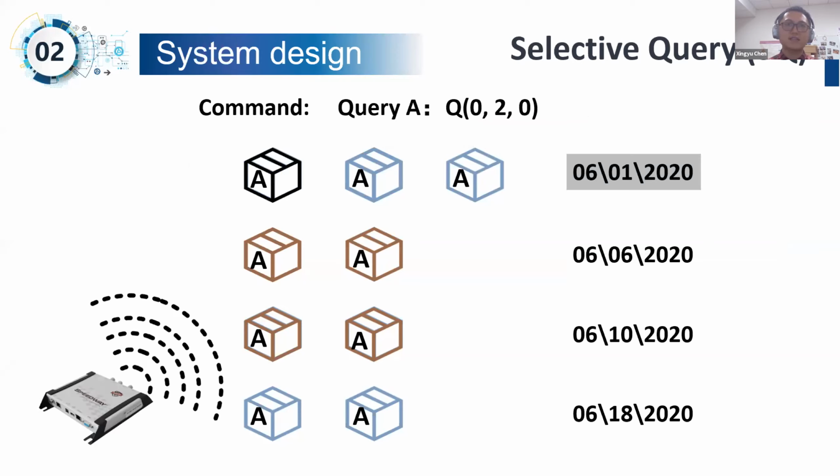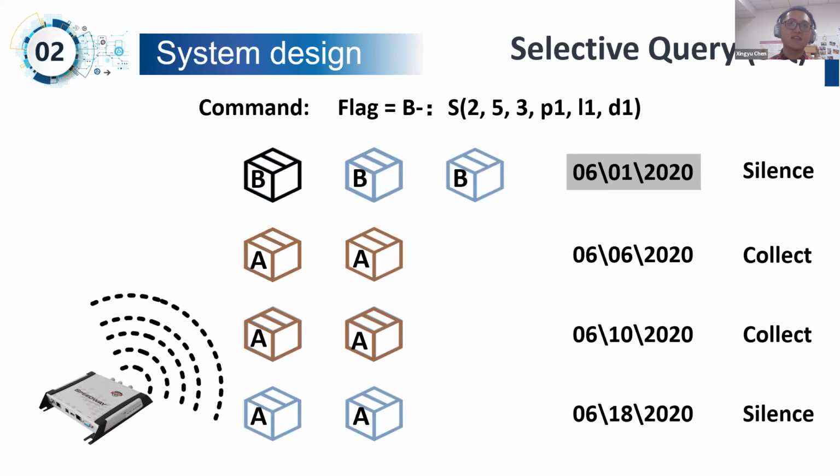After that, the reader randomly collects an A tag through a query command. In this case, the reader is collecting data from the first tag. Since it is not the target tag, the reader silences all tags in its group by setting their flags to B. One select command is used to do this job.